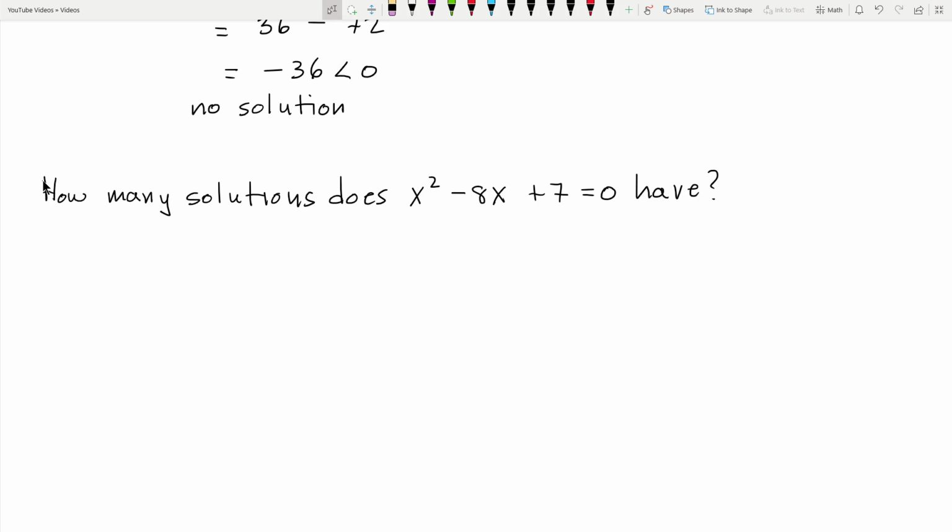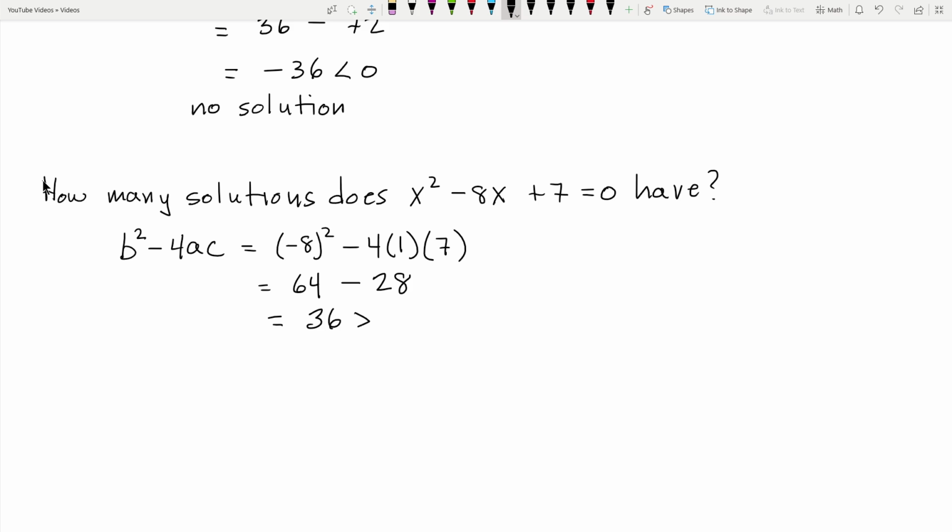All right, so notice the question just asks how many solutions does it have, right? It's not asking me to find them. So in that case, again, I'm going to go straight for the discriminant. All right, so B here is negative 8, minus 4, A is 1, and C is 7. So this is going to be 64 minus 4 times 7 is 28. And I almost don't care what that is. 36.